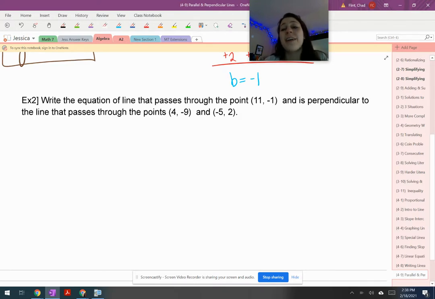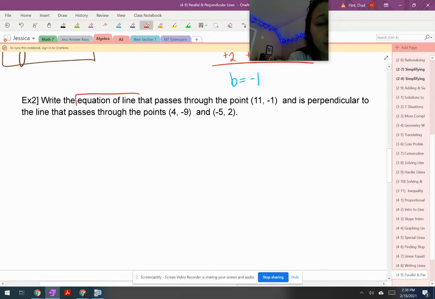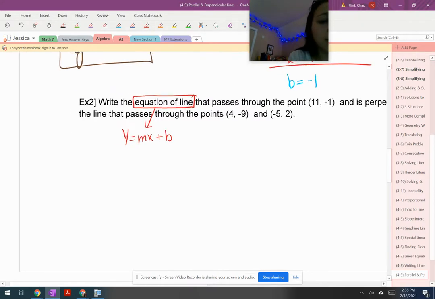The point that's on the outside is going to be the point that you use to solve for that b value, like we've been doing in the past. The other two points that are grouped together, you're going to use to find the slope, because that's what you do with two points. So a couple of things going on here. First thing jumping out at me is they're asking for the equation of a line, which is y equals mx plus b, which again requires me to have an m value and a b value.